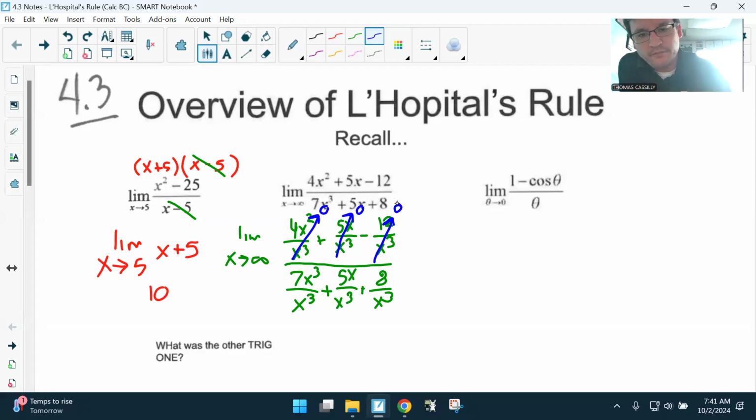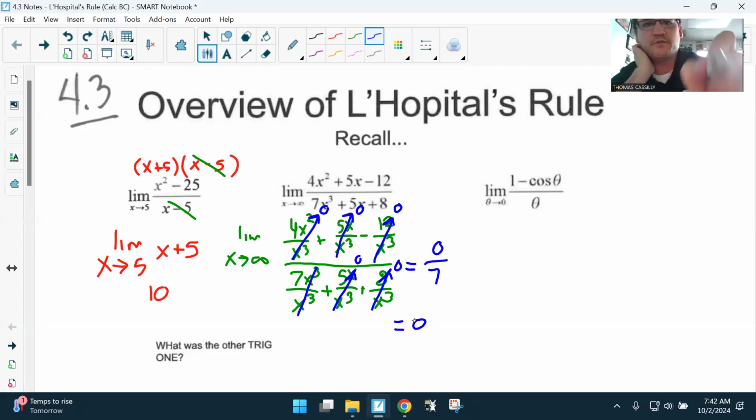Now, if you look at the bottom, the x cubes cancel, so you're just left with the 7 in that denominator, where all the other terms go to 0. So we are left over with 0 over 7. And 0 divided by 7 is 0. So the limit of this function as x approaches infinity ended up being 0.